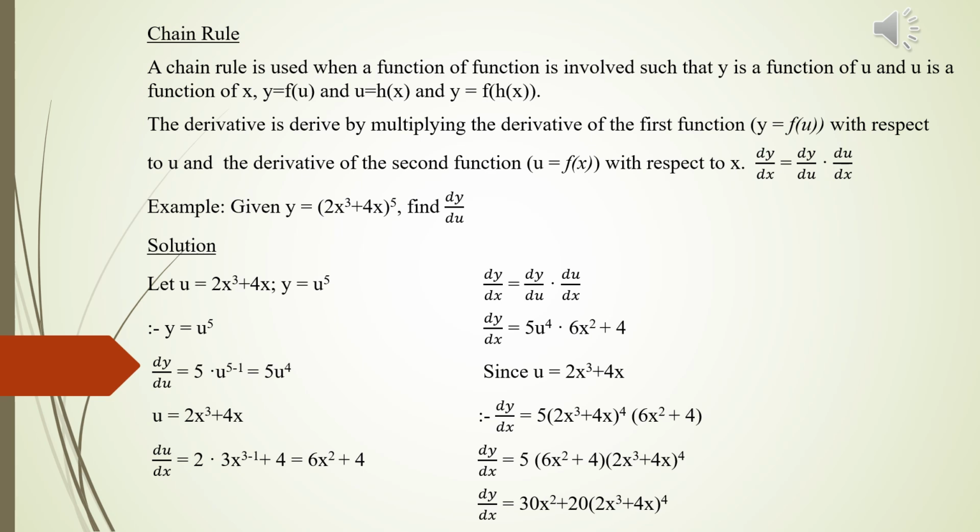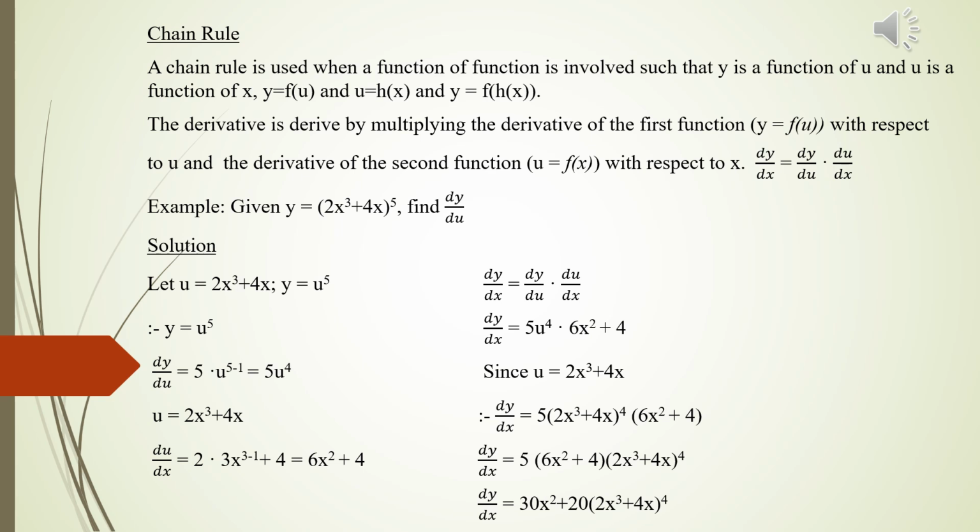So given y equals (2x^3 + 4x) all raised to the power 5, find dy/dx. So first thing we have to do is let u equals 2x^3 + 4x. That is the function neglecting the power. So I can also write that y equals u raised to the power 5. So y equals u^5, we can find dy/du. From here, dy/du equals 5 multiplied by u raised to the power 5 minus 1, which is 5u^4.